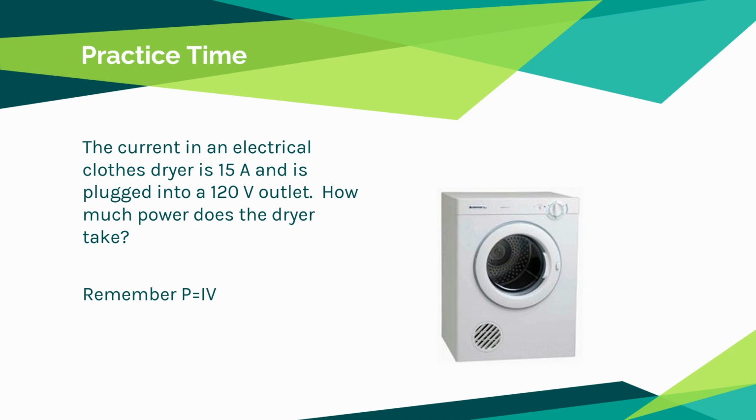Here we apply the power formula. A clothes dryer has a current of 15 amps and uses 120 volts. We would multiply the current by voltage. 15 times 120 equals 1,800 watts, which is 1.8 kilowatts. We did it.